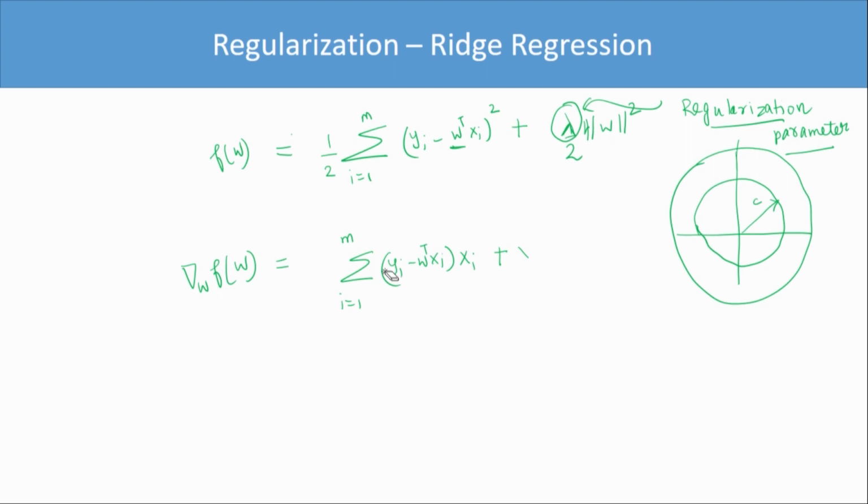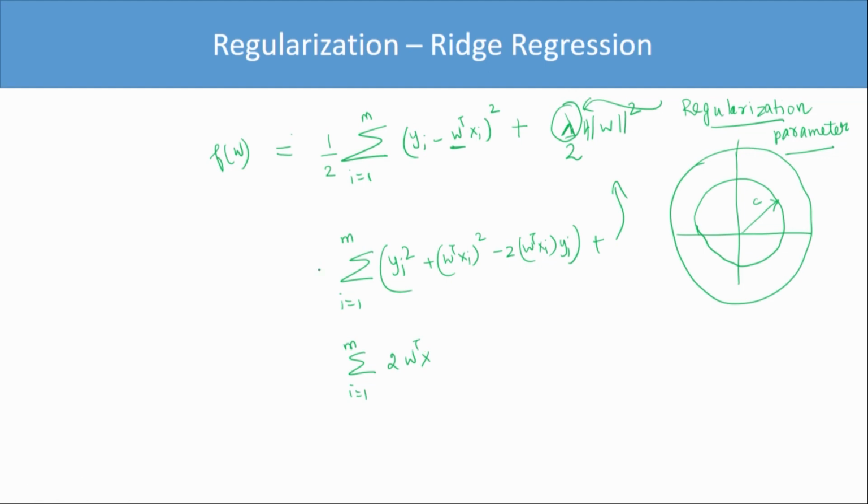So let me actually write this down. I'm just trying to expand this. So this becomes yi squared plus (w transpose xi) squared minus 2 w transpose xi yi, right, plus this term. And now if I take the gradient, that just becomes 2 w transpose, okay, so there's a half here, so the 2 goes away, (w transpose xi) times xi minus xi yi. So what gets added? What is the gradient of this term? This is w transpose w basically, right?